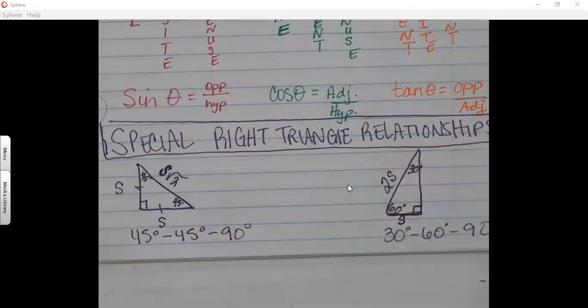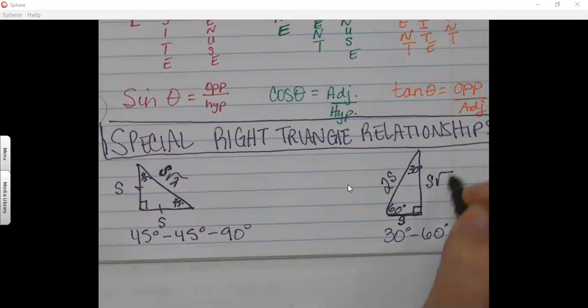The leg that's across from the 60 degree angle is the length of the shortest leg times the square root of 3. Shortest leg times the square root of 3. So if my shortest leg is 10 centimeters, my hypotenuse is 20 centimeters, and the middle leg, the leg across from the 60 degree angle, would be 10 times the square root of 3. Right? You need to have that memorized.